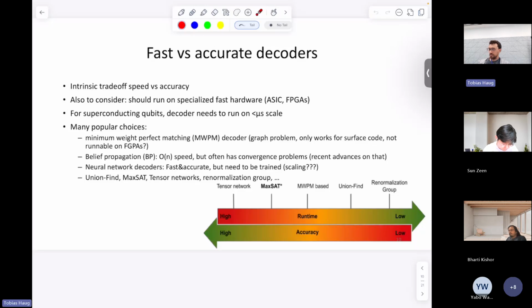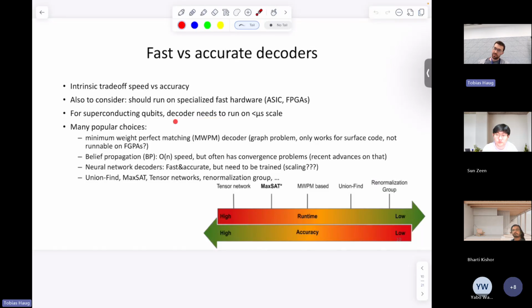Besides that, there are other things to consider. If you really go deep into experiments, you have to think about how to implement it. Is there good physical hardware that is maybe more suited to one type of decoder than another? You also need to think about what the hard limit on the runtime is, depending on the setup: what's the clock speed of your syndrome measurements, and how fast do you need to correct syndromes?